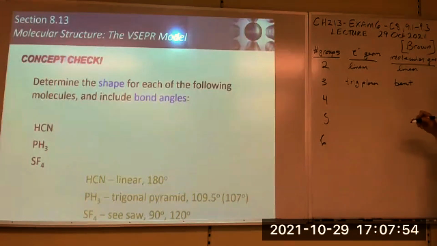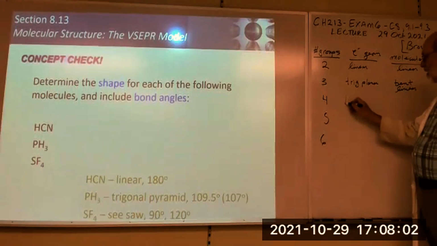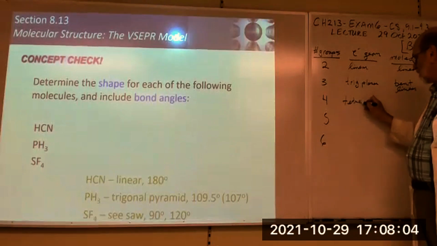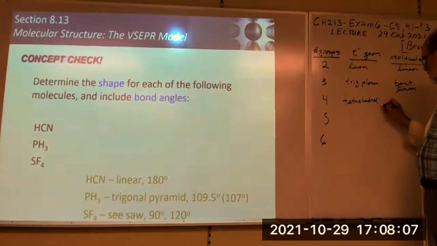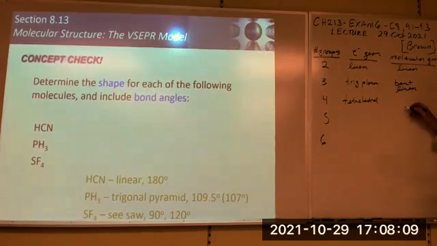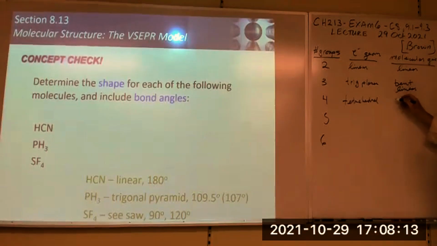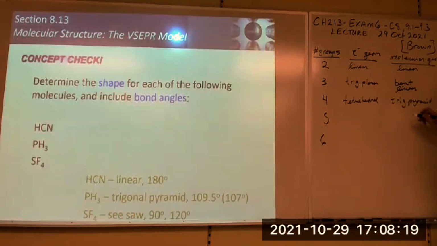Right. I guess you could have 2. If you have 2, then it's just going to be linear. If you have 4, the electronic geometry is tetrahedral. If you have 1 lone pair, then the molecular geometry will be trigonal pyramid. If you have 2 lone pairs, you're going to be bent. And if you have 3 lone pairs, you'll be linear.